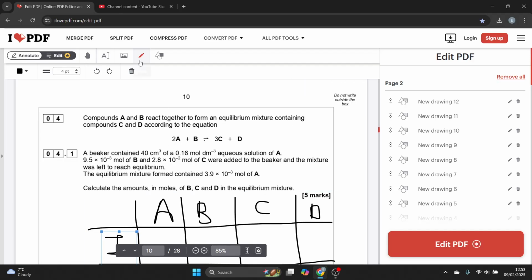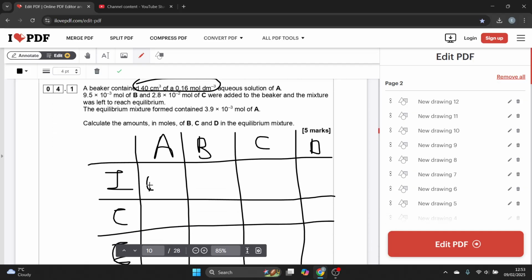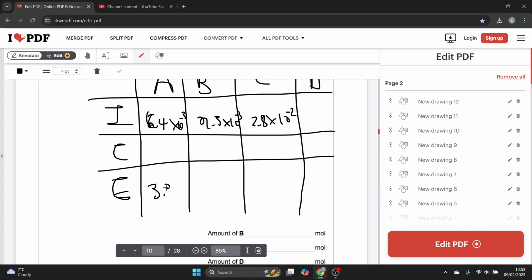And I know initially I've got 40 centimetres cubed of this. So the first thing I'm going to have to do is calculate the moles of that. Moles is concentration times volume, 6.4 times 10 to the power minus 3, and that's of A. Of B, initially 9.5 times 10 to the power minus 3. Of C, 2.8 times 10 to the power minus 2. The equilibrium mixture contains this much of A, so 3.9 times 10 to the power minus 3 moles, equilibrium moles of A.